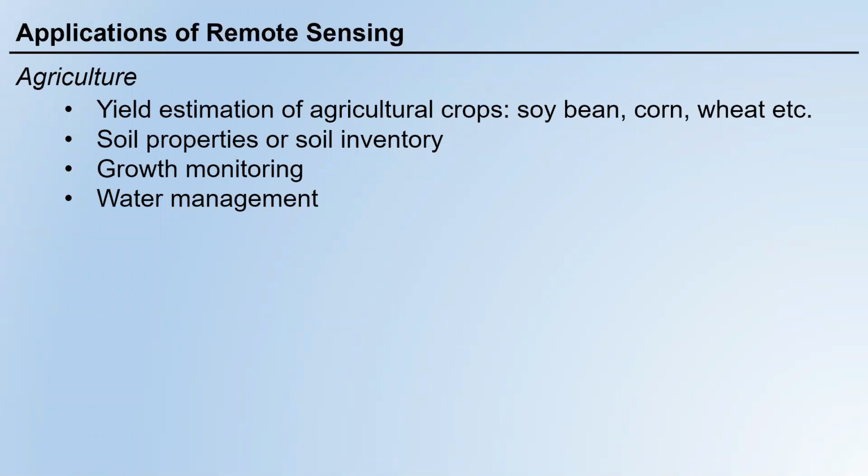And let's talk about applications of remote sensing in a very general fashion. In agriculture, we can use remote sensing to do yield estimation, for example, soybean, corn, and wheat. I'm not sure if you know, but soybean, corn, and wheat are strategic food for all countries to secure food security. They are also called large bulk commodities. I think that's the name.